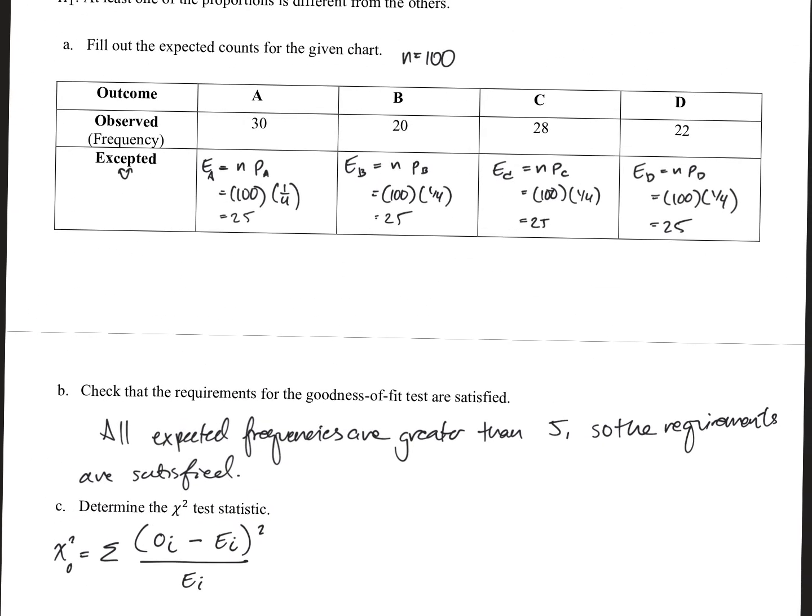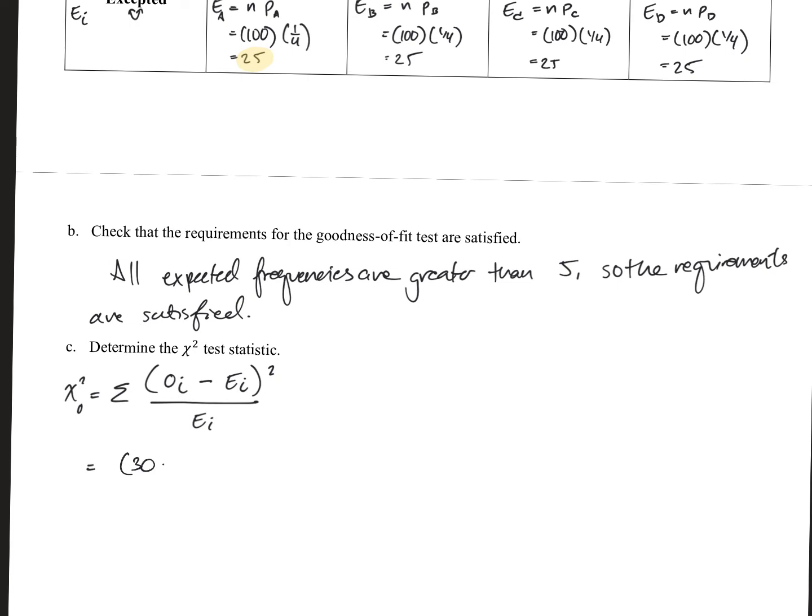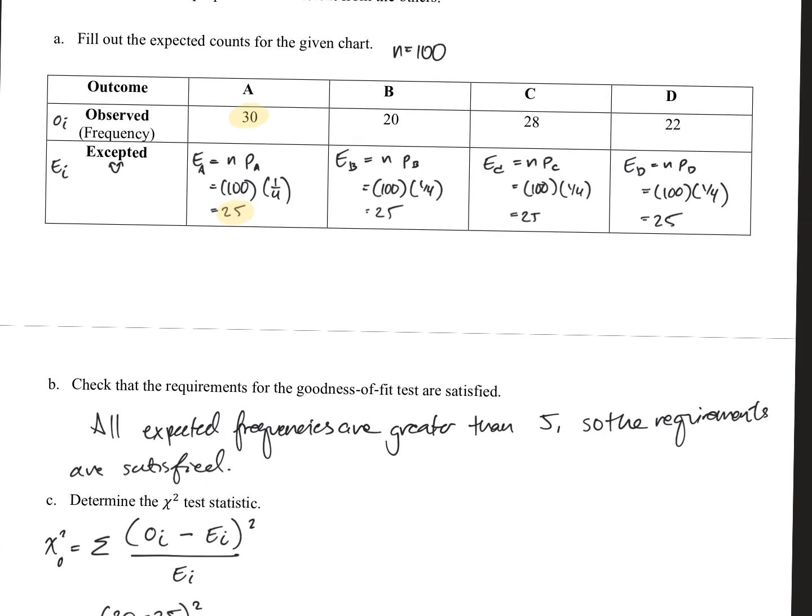Well, the first pair we have is 30 and 25. And remember, the observed are O_i and expected are E_i. So we're going to do 30 minus 25, square that, and then divide by the expected value of 25. That was the first one, so let's go ahead and add the next group, which will be the 20 and the 25.